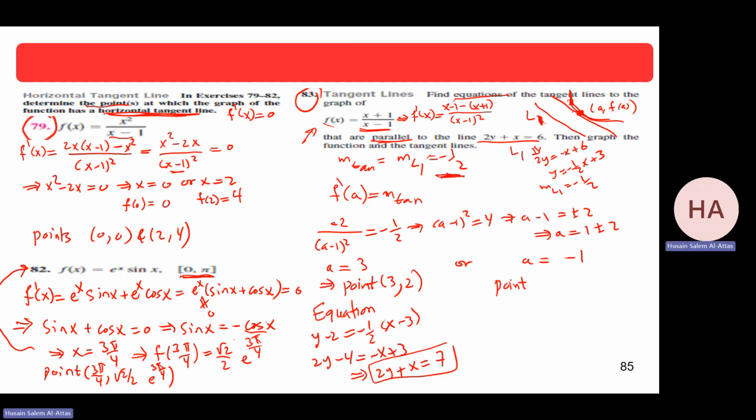Another one, what will be the point? If a equals minus 2, same thing, substitute there. It will be minus 1 plus 1, 0, over minus 2. So the point is (minus 1, 0). Note f of minus 1 is 0. Here, f of 3 is 2. So what will be the equation?